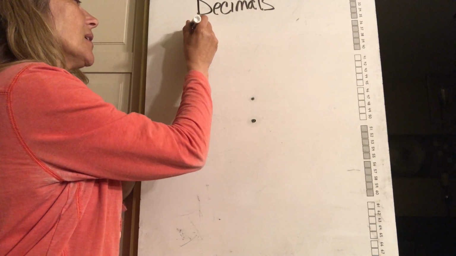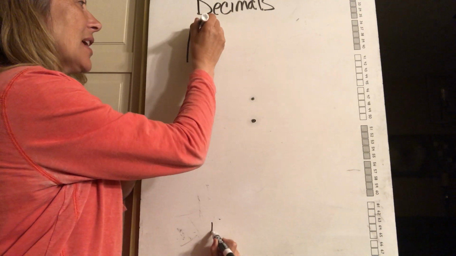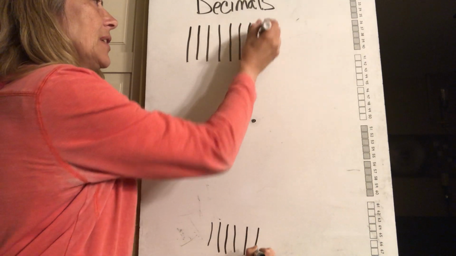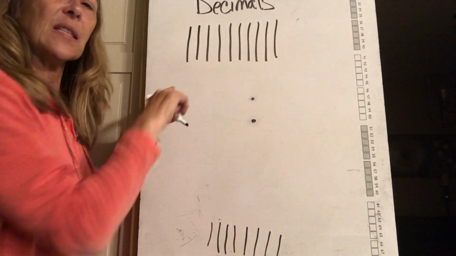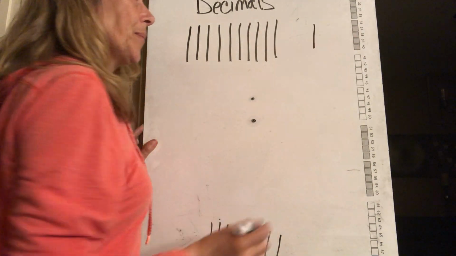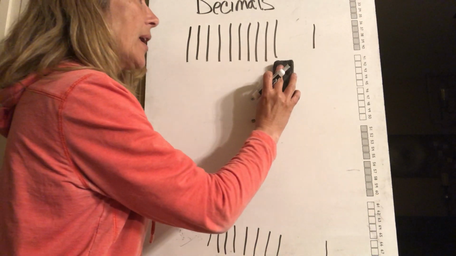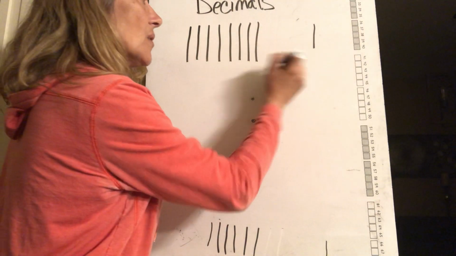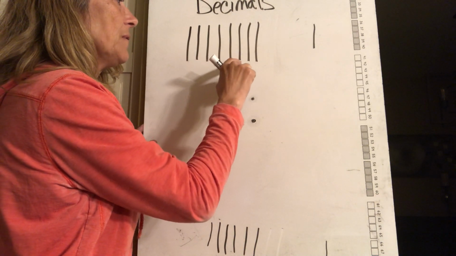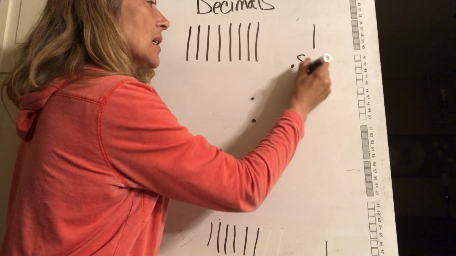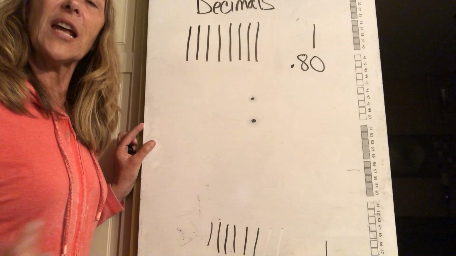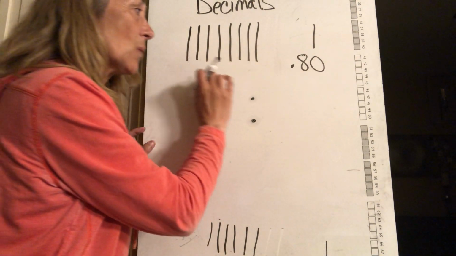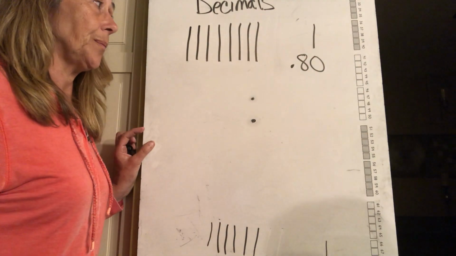If I had, let's say, these were my quick tens: 10, 20, 30, 40, 50, 60, 70, 80, 90, 100. That's my whole. That's 1. And if I take away 10, I take away 20, so I have 10, 20, 30, 40, 50, 60, 70, 80 100ths. I have 80 100ths out of 100 because 100 made a whole.